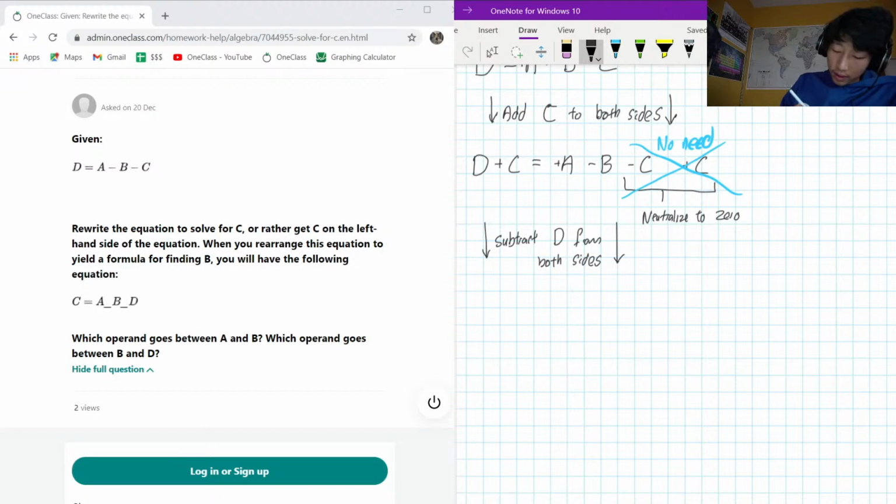And we'll get a little something like this. We'll get D plus C minus D equals plus A minus B. Now the minus C plus C, we don't need to write that anymore because they neutralize each other. We could write them, but it's not really helpful. It's like writing plus 0. Not very helpful. Minus D.